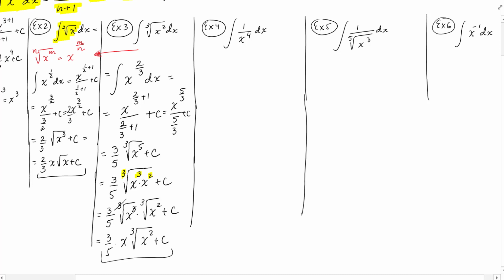Now let's take a look at example 4, which is a little bit different than the previous problems. We have the integral of 1 over x to the 4th dx. So in this case, we are going to use the fact that if we have 1 over x to the n, we can write it with a negative exponent as x to negative n. So this problem here, let me write the formulas in red.